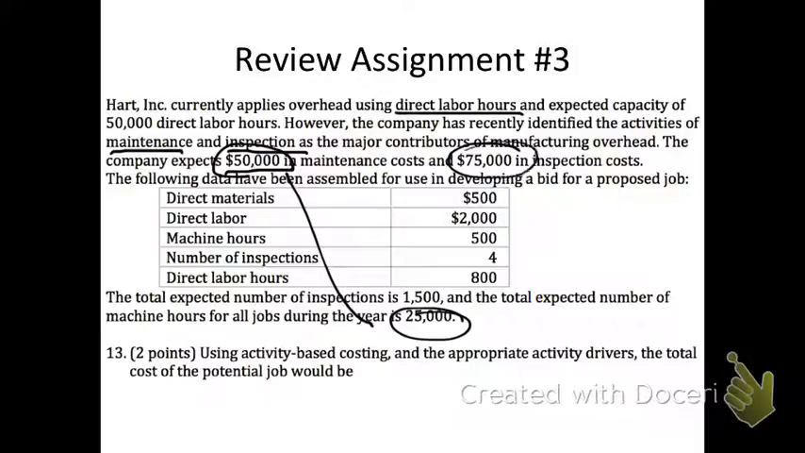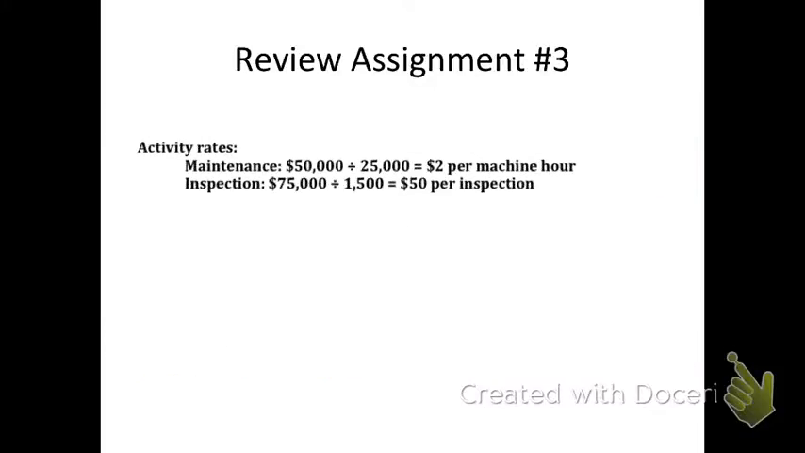The 75,000 in total estimated inspection costs is going to be applied based on the fact that we expect a total number of 1,500 inspections, and so that is a rate of, I believe, $50 per inspection. And so activity-based costing takes advantage of the fact that we have identified these activities, and we have 2 different rates. Machine hours, this is unit level related to production, and this is non-unit level.